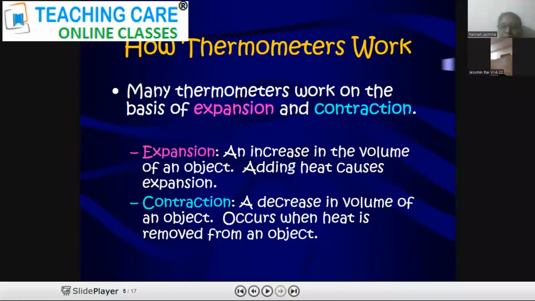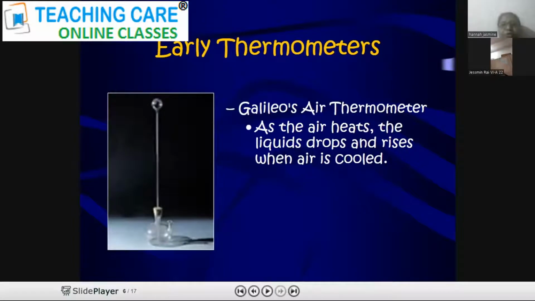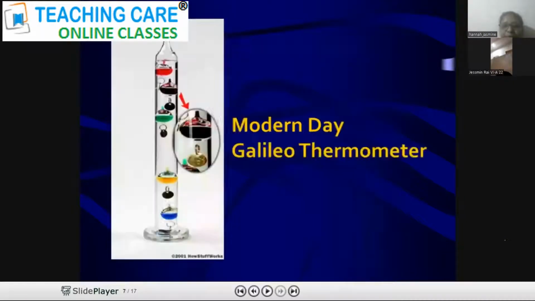Okay, we'll move on to the next slide. So this was an early thermometer. Can you see this? Galileo's air thermometer. Yes, ma'am. So here, when the air gets heated up, the liquid drops, and the liquid rises when air is cooled. We are already told, right? The cool air sinks down, the hot air flows up. So this is the principle used in Galileo's air thermometer. This is a modern day air thermometer.